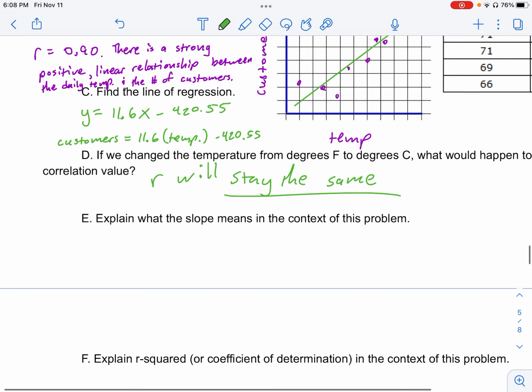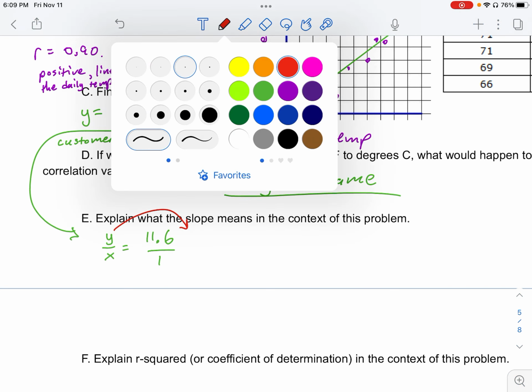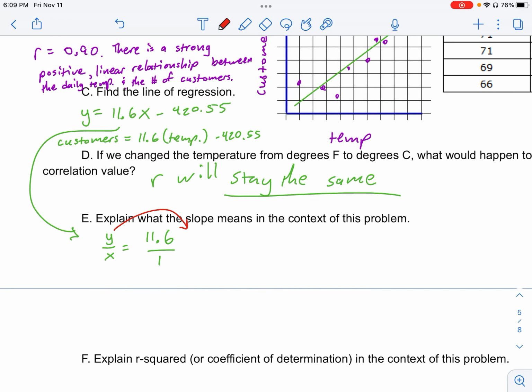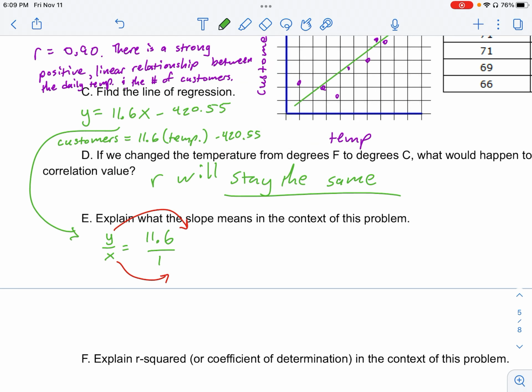So the slope is 11.6. Slope is y over x. I like to put my 11.6 over 1. But what is my y variable, and what is my x variable? Rise over run, y over x.